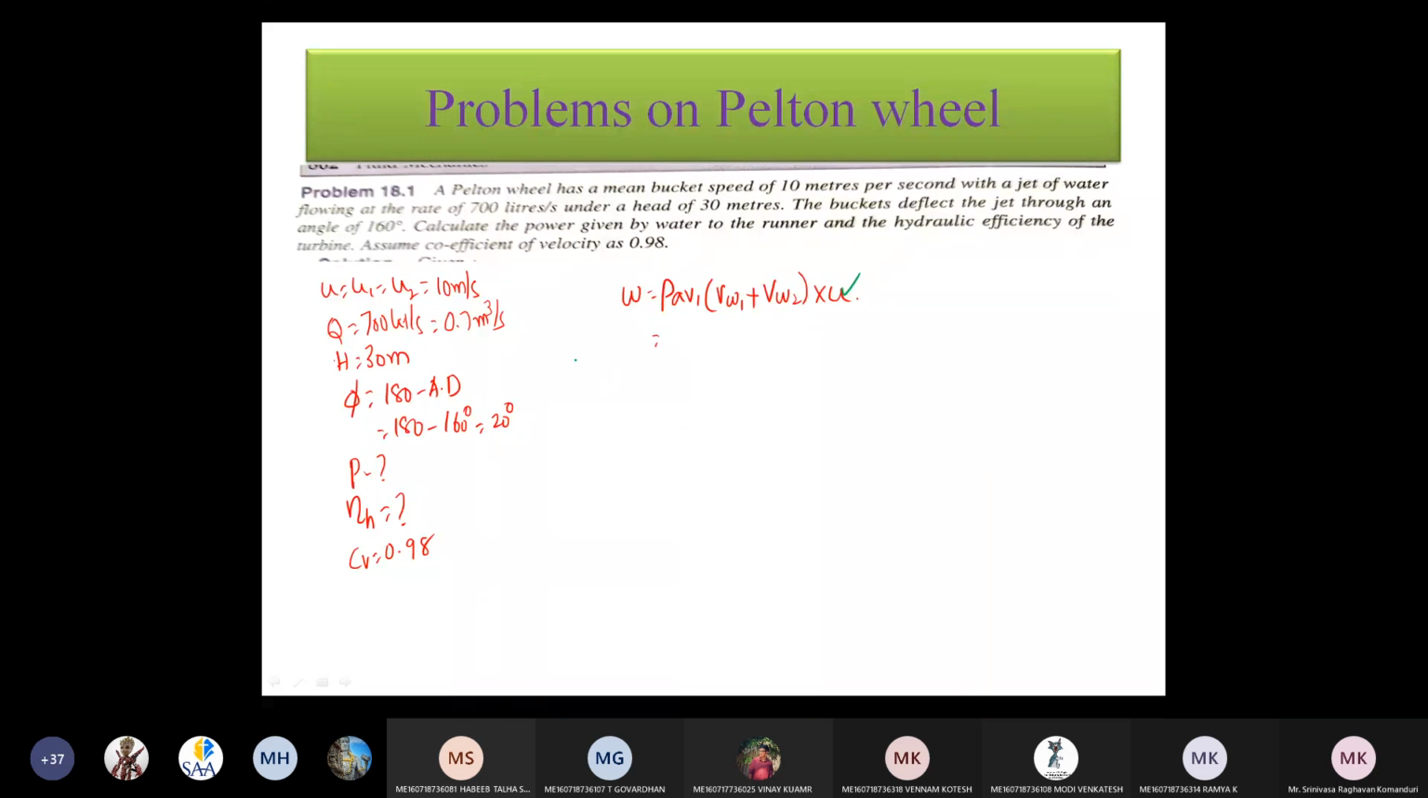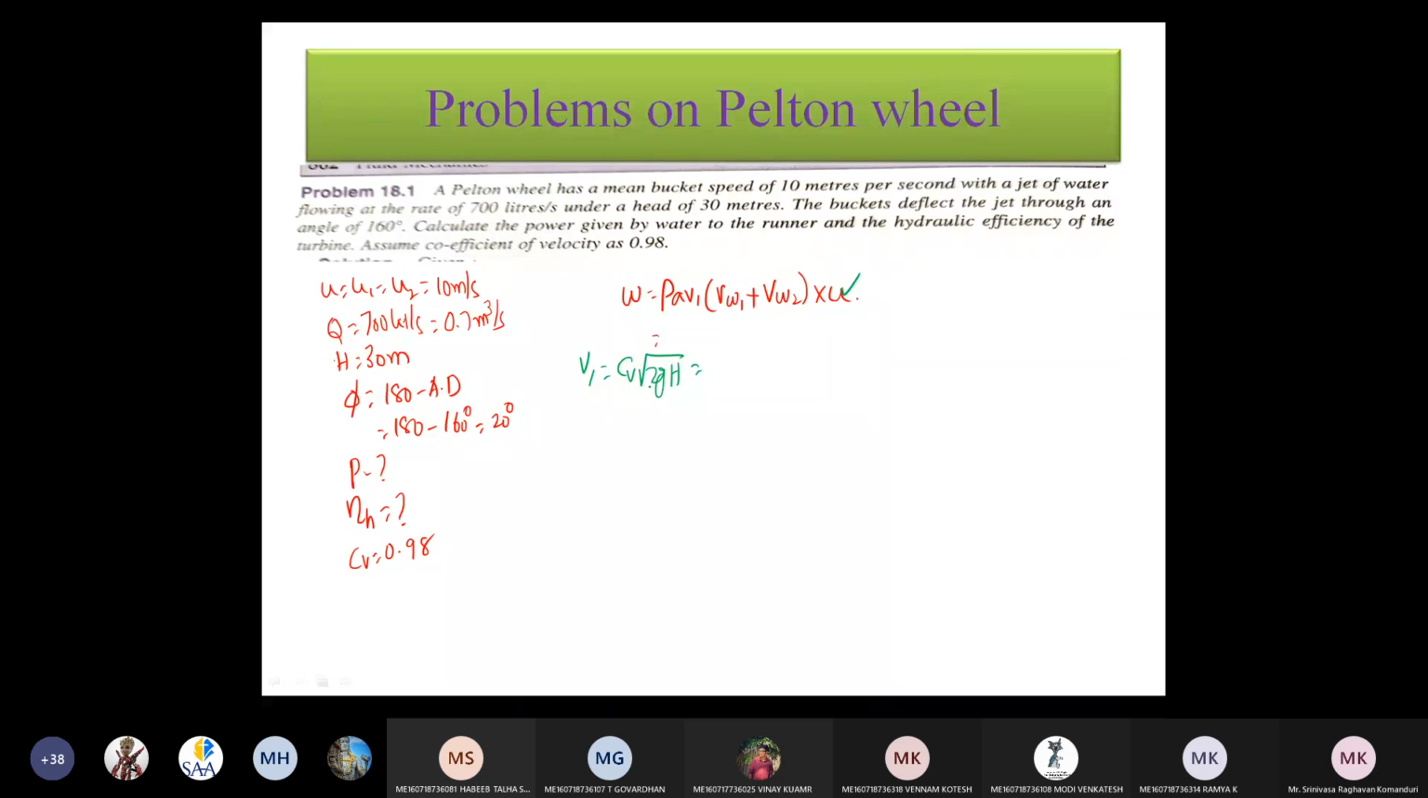So is there any chance to find out V1 from the given data? V1 is equal to, what is the formula? CV into square root of 2GH. V1 is equal to CV into square root of 2GH. CV value is given, H value is given. So you can calculate the value of V1.